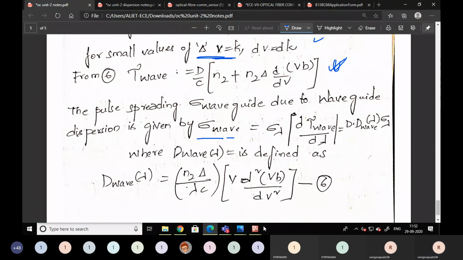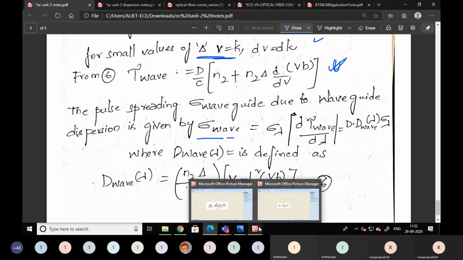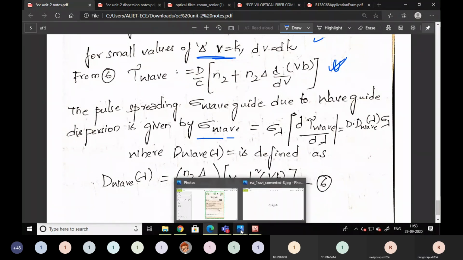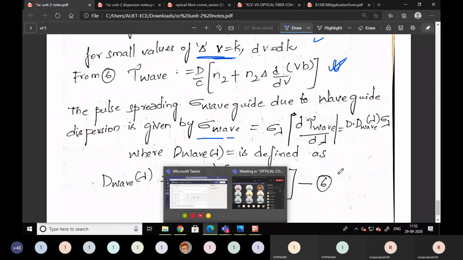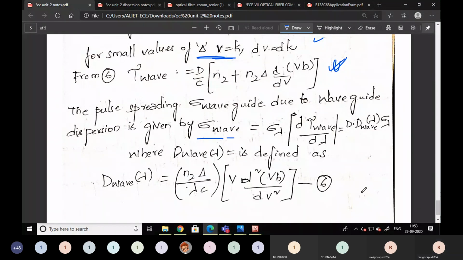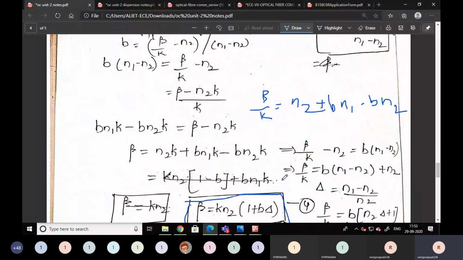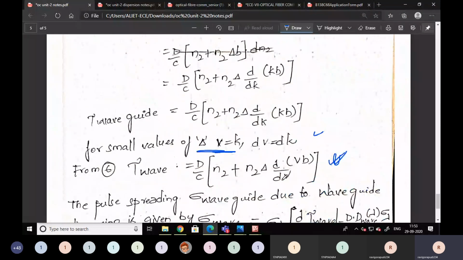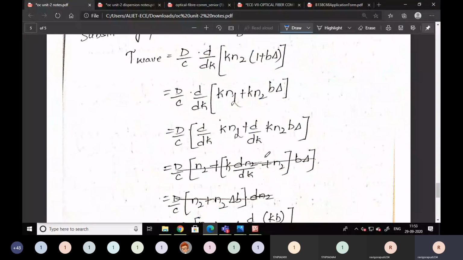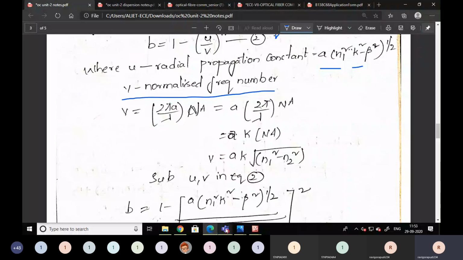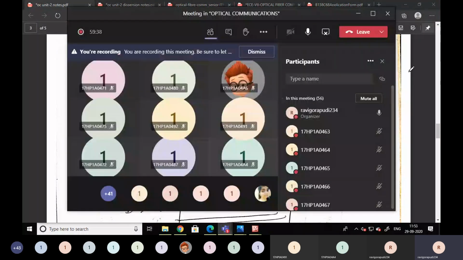Is it clear? Completed. If you have any doubts, sir, we will see this derivation once again. Yes, sir. Once again, go through this complete derivation and you will be able to understand. Maybe somewhat lengthy, but it is easy.